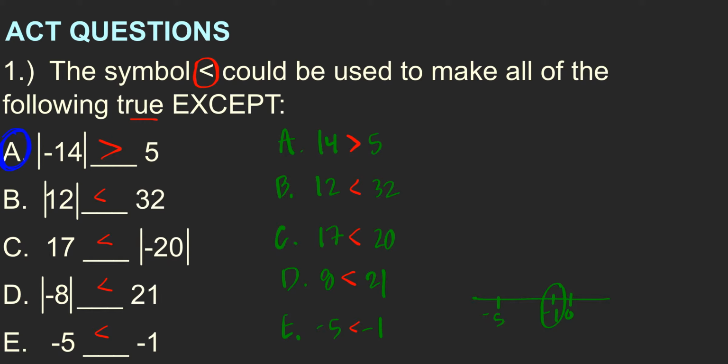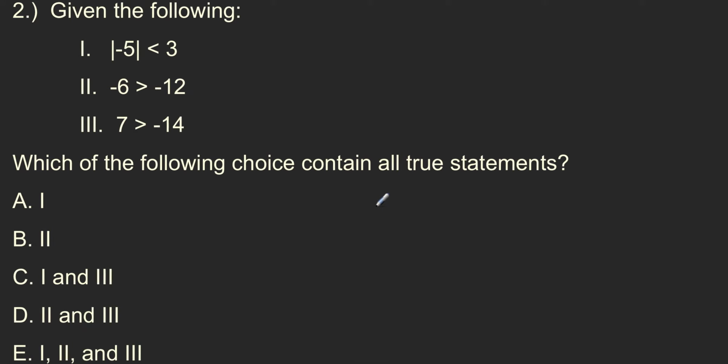Let's take a look at another ACT type question. We've got a lot going on here. It says, given the following, which of the following choices contains all true statements? What we want to do is analyze these situations. It's much like the last one we did, except it's worded differently.